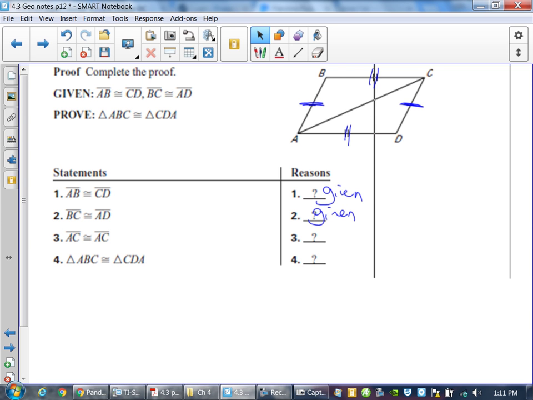Now, in my diagram right now, I have 2 sides in a row, which means I need to find an angle in between them or a third side. What do you think you have? A reflexive side.